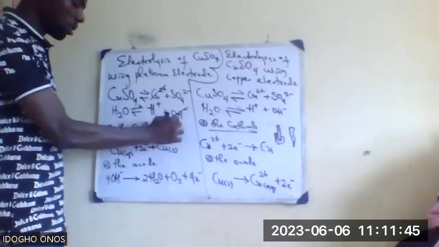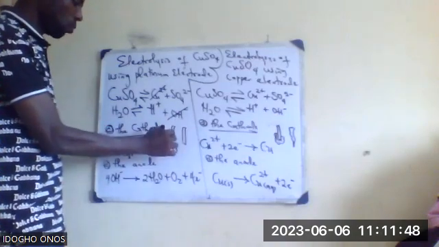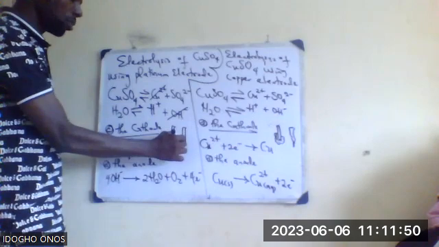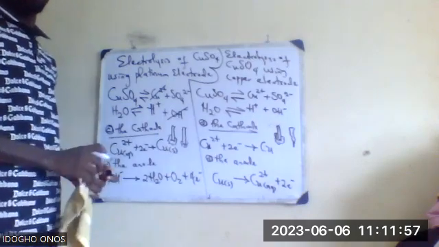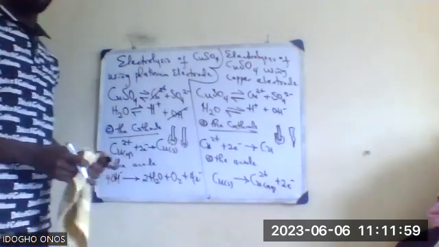Then if you have to draw this one, the diagram is that you will see a deposit of copper here, and you will see bubbles on this other side. This bubble signifies oxygen gas. This gas is being evolved. So that's the little difference here.